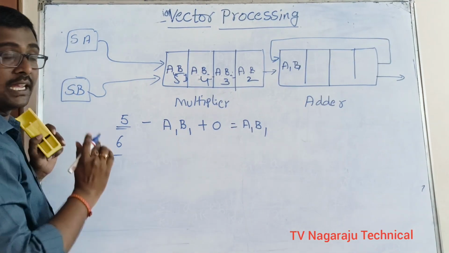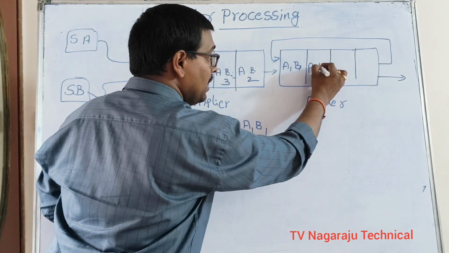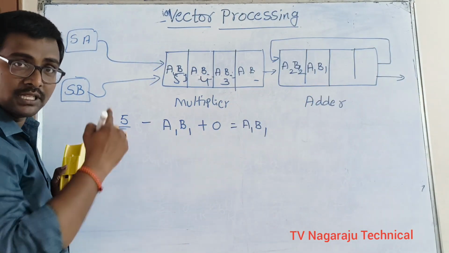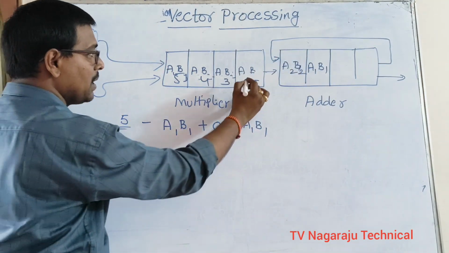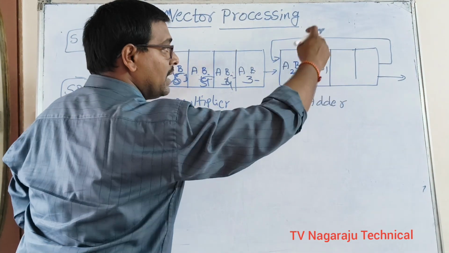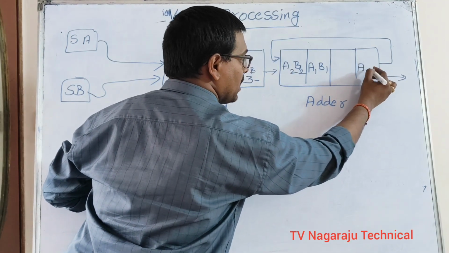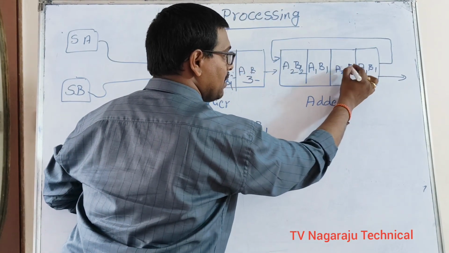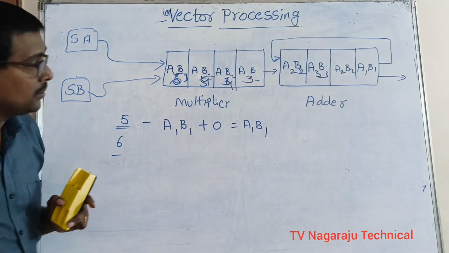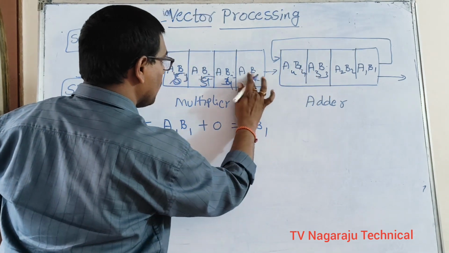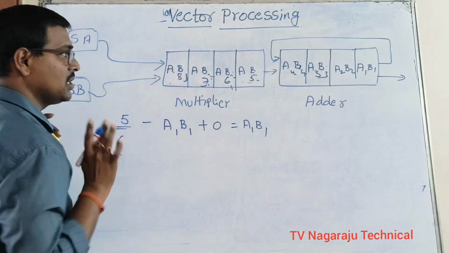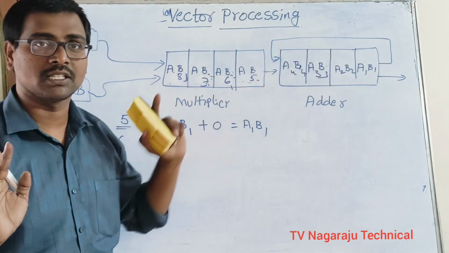In the 6th clock cycle, what happened? A1 B1 is moved to here. This A2 B2 is entered into the adder pipeline. This is 3, 4, 5, 6. In the 7th, A1 B1. In the 8th clock cycle, right now I am here. In the 8th clock cycle, A1 B1, A2 B2, A3 B3, A4 B4, A5 B5, A6, A7, A8. Right? This is the end of 8 clock cycles.